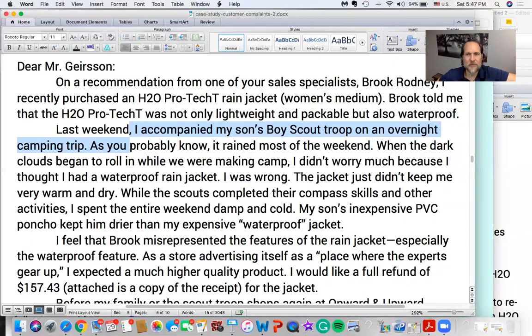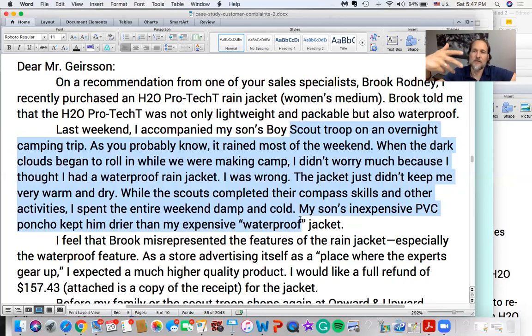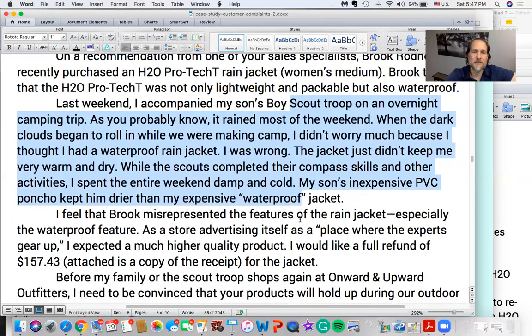"I feel that Brooke misrepresented. As a store advertising itself, quote, 'as a place where experts gear up,' I expect a much higher quality product. I would like a full refund." The most important thing you can do, and I'm wagging my fingers, but I'm saying it's always a good idea, on the side of these particular paragraphs, to write quickly to yourself, what do they want? So what does she want? Oh, I think we've got a lot here. We've got refund, but don't miss the implications in this paragraph. And I'm going to just hint at that by saying there's a lot of emotional freight here. Do we want to address that in some way, right?